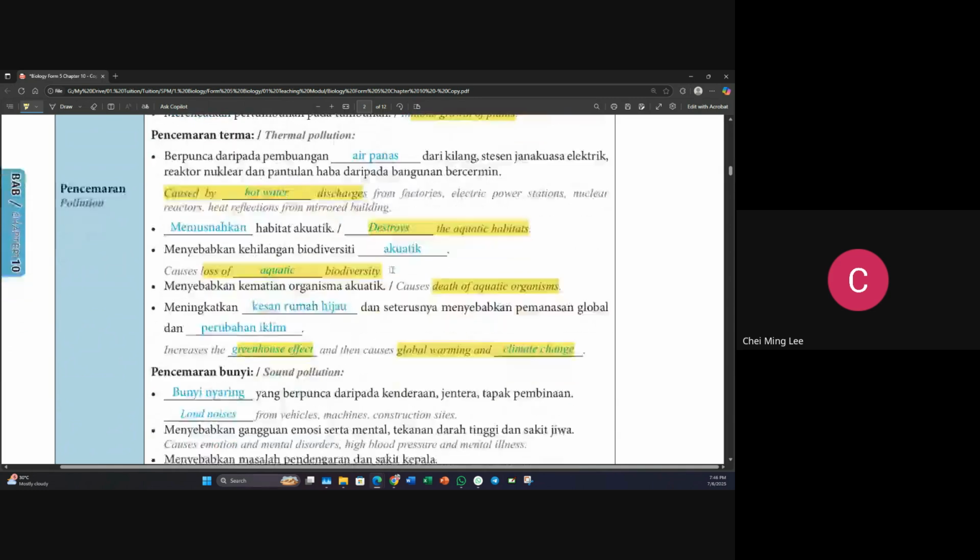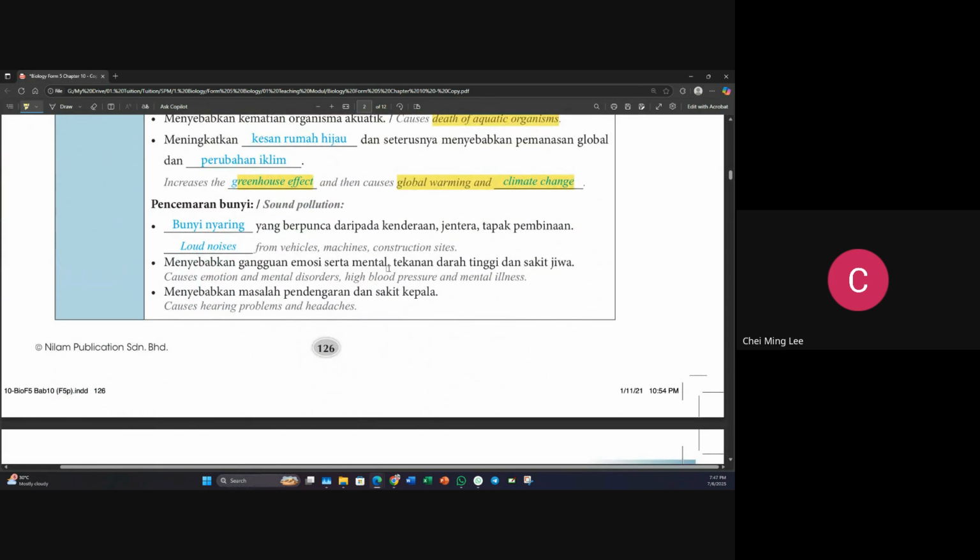Okay, so next, sound pollution. This one I mostly use the module one because although it's already simplified, you see the question, your textbook has a lot of extra stuff inside, and we don't need that much actually. So for sound pollution, like the loud noises from vehicles, machines, and construction sites, sometimes also those boys with the very strong hi-fi sound, boom, boom, like that.